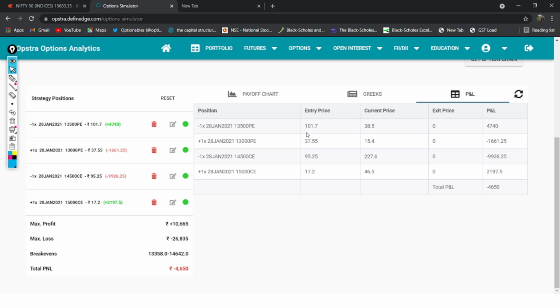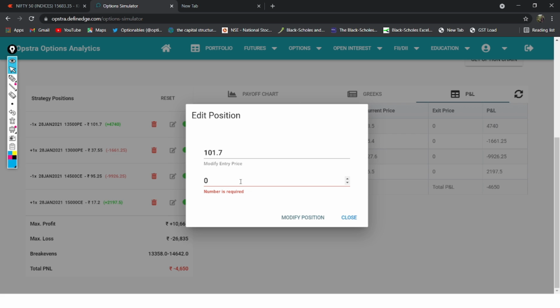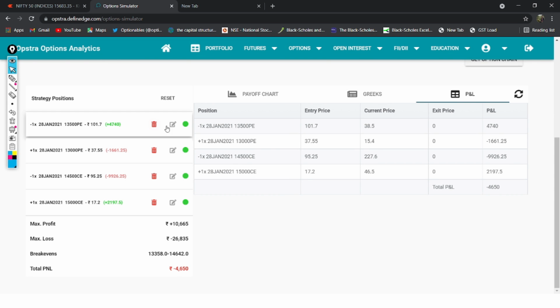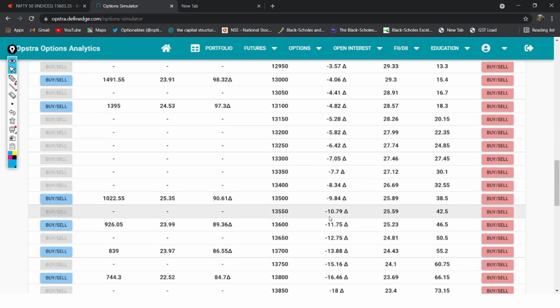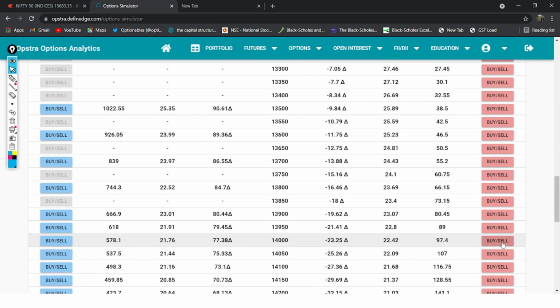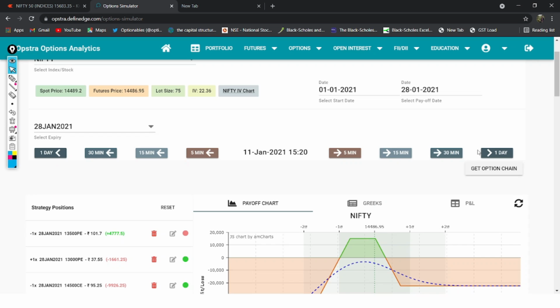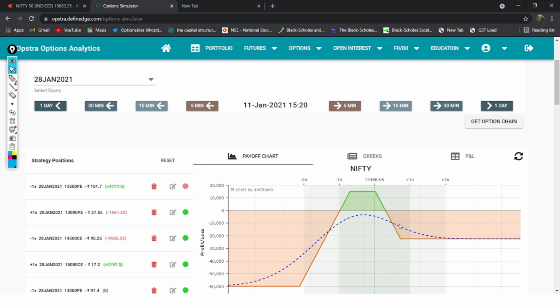This put is at 38, so I am going to exit this at 38 and enter 14,000 puts. Here I am going to enter this at 97. The next condition we have is, in case of a 500 point up move, we'll be doing one more adjustment. In case of a 500 point down move, we are going to exit everything. So that we are going to see now.